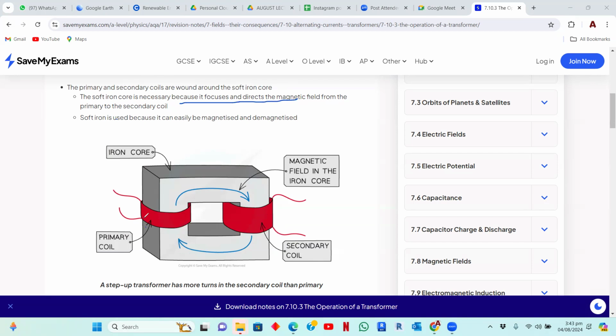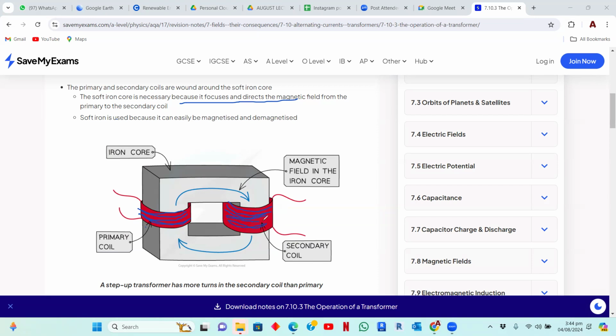This is the primary coil. Now, this could be a bunch of copper wires wrapped around this side of the iron core. And this is a secondary coil. This could again be a bunch of copper wires wrapped around this side of the iron core.